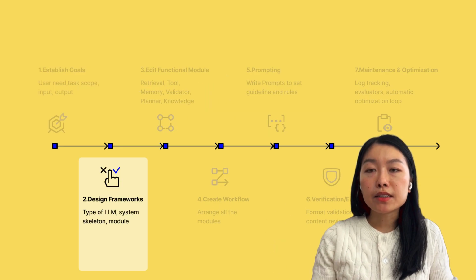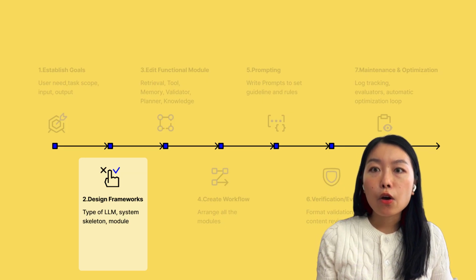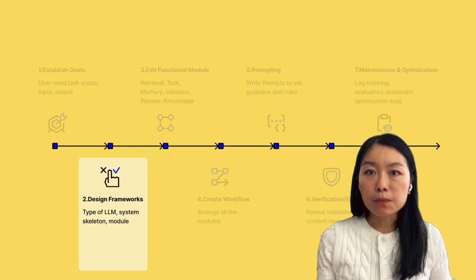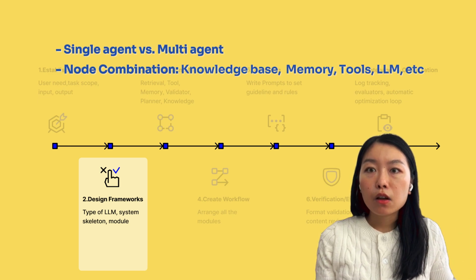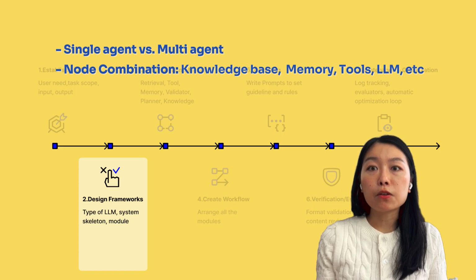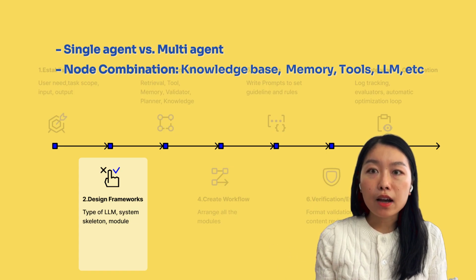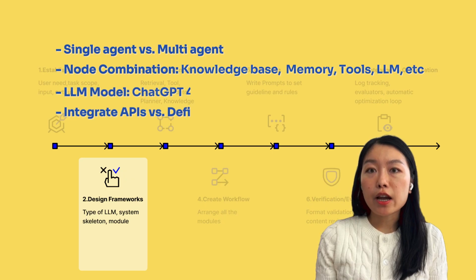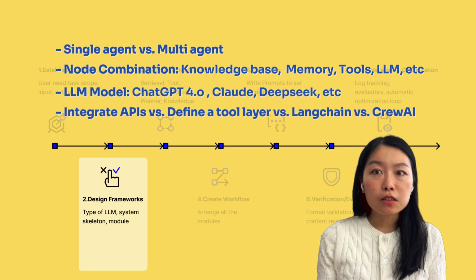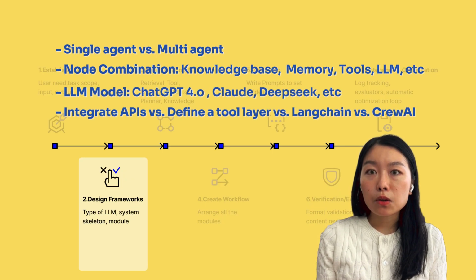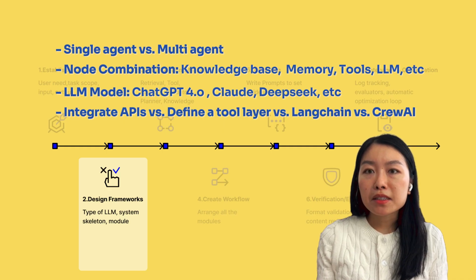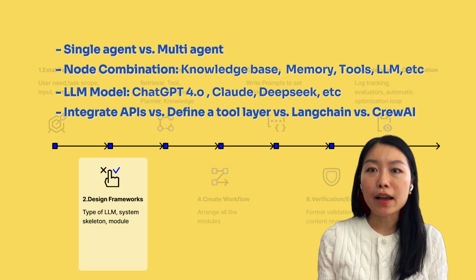Step 2, design architecture. This is the most important step. You need to decide, will it be a single agent system or a multi-agent system? Will you use a knowledge base, tools, memories, or just a pure LLM? What kind of model will you use? Like ChatGPT 4.0, Claude? Do you need to integrate APIs or define a tool layer? This might sound technical, but don't worry, platforms like Dify take care of the backend. You just need to understand the structure.